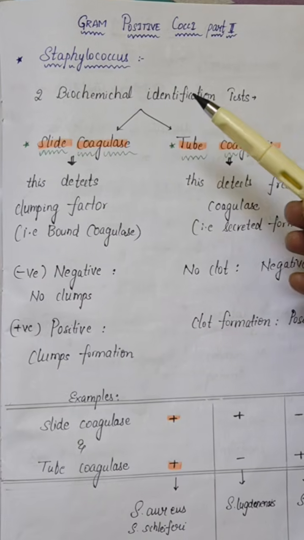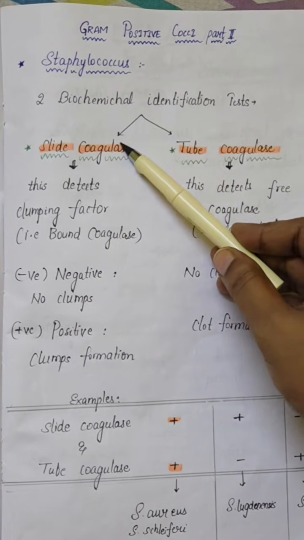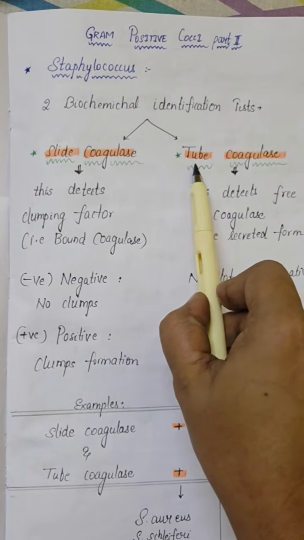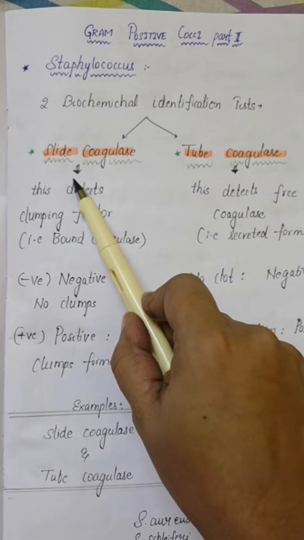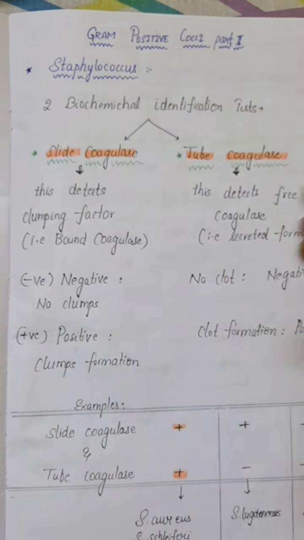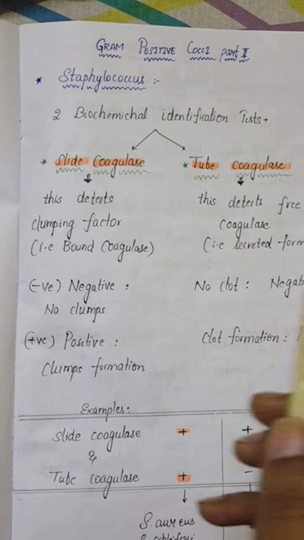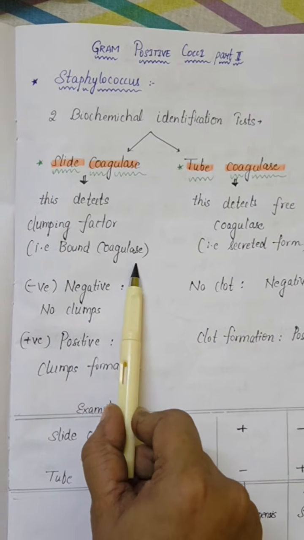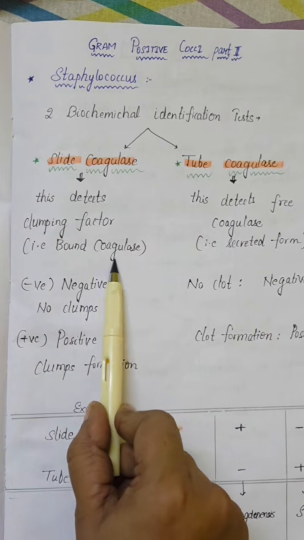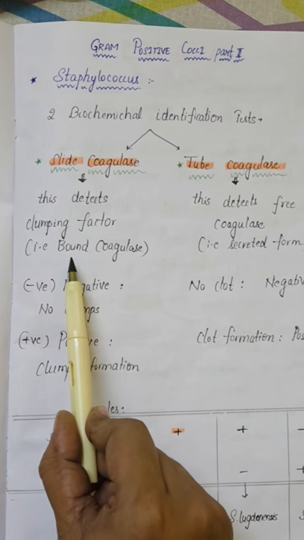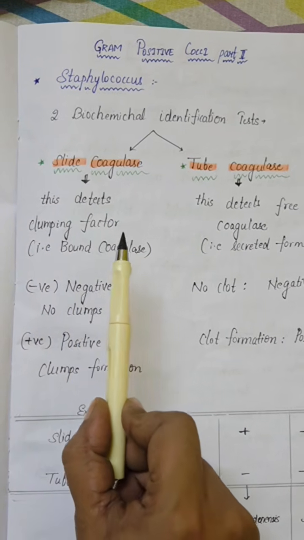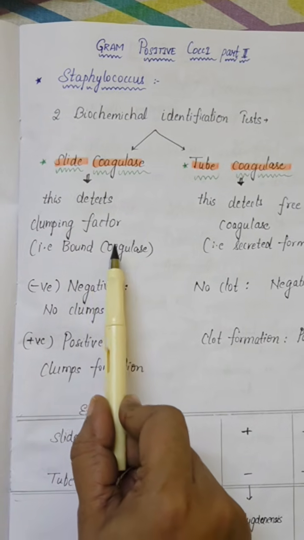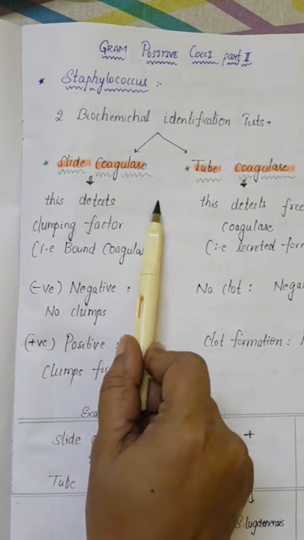So here you can see there are two types of coagulase test. One is slide coagulase and the other one is tube coagulase. What is slide coagulase? Slide coagulase usually detects a clumping factor, which is also known as bound coagulase. That means it is not in secreted form, it is attached to the cell membrane of the organism. So for detecting the bound coagulase, we do the slide coagulase test.